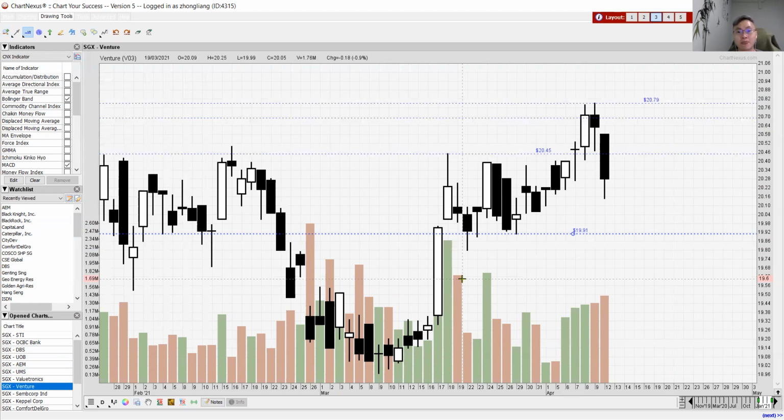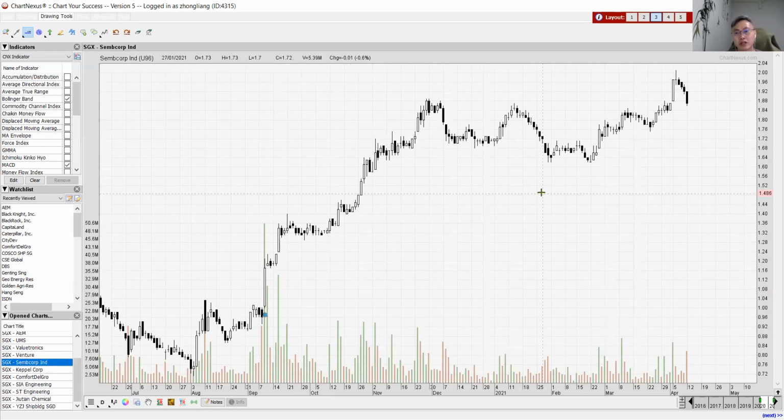some rebounds for support. And in fact, that would be an opportunity, a window of opportunity for us to get into some stocks if the market manages to recover. Then I'm going to talk about Sembcorp Industries, which is also resting at a support level.